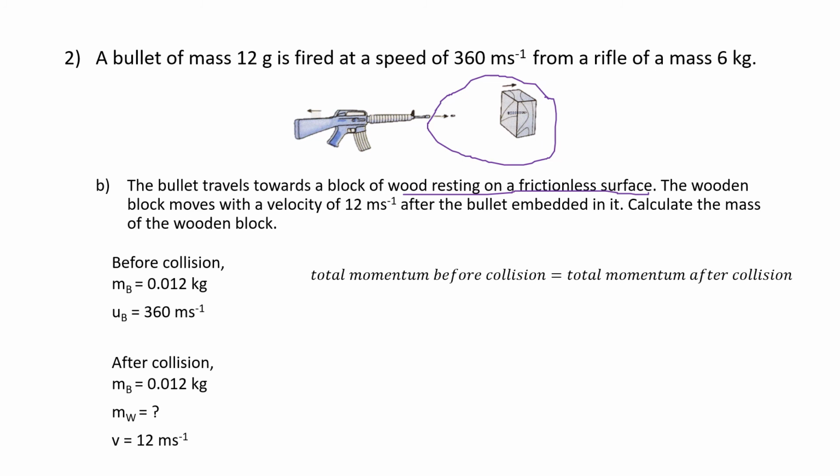Applying the conservation of momentum, you put in the formula, and then put in the numbers. Now we want to find the mass of the wooden block. So the mass of the wooden block will be 0.348 kilogram. I hope you can try this exercise.